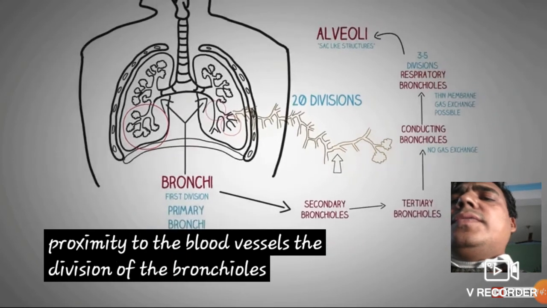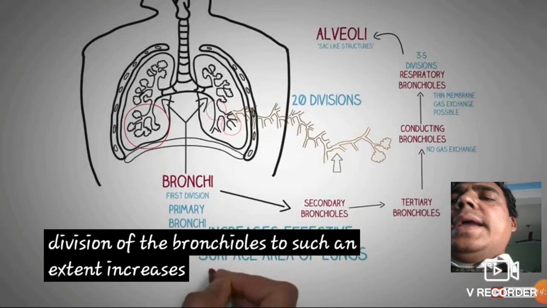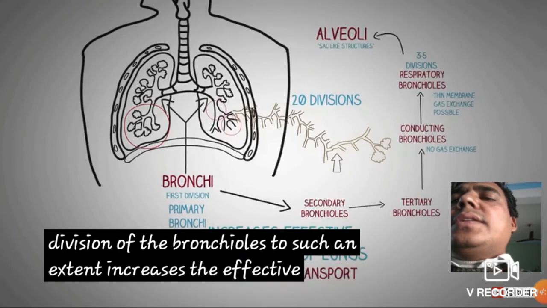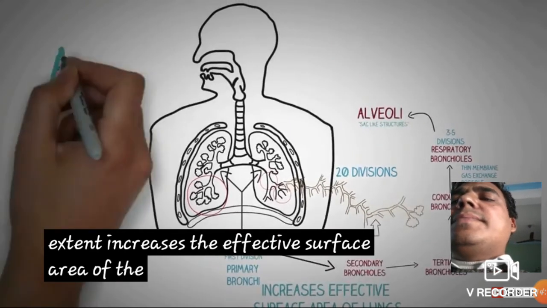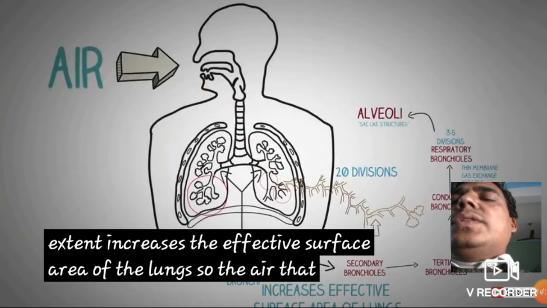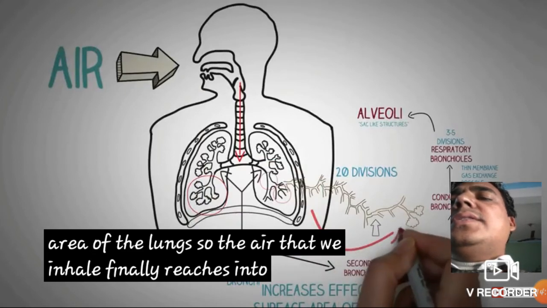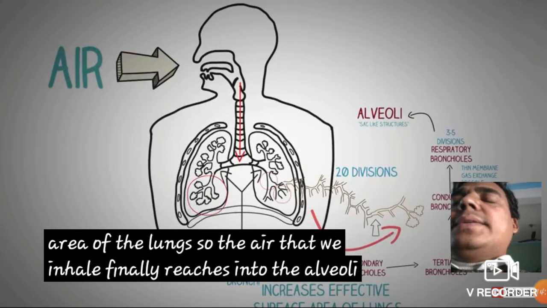The division of the bronchioles to such an extent increases the effective surface area of the lungs, so the air that we inhale finally reaches the alveoli.